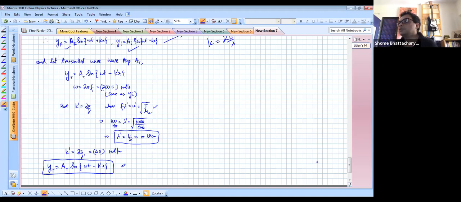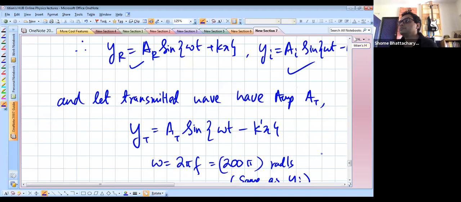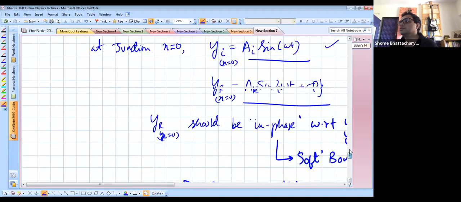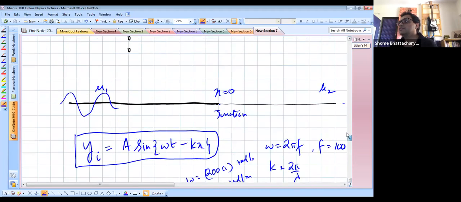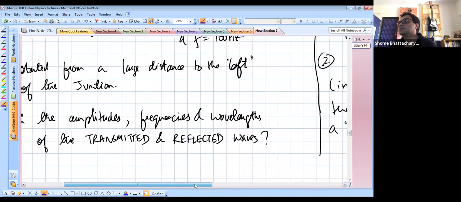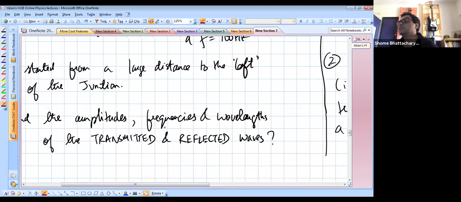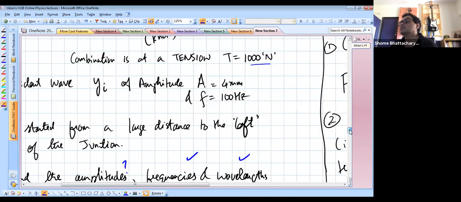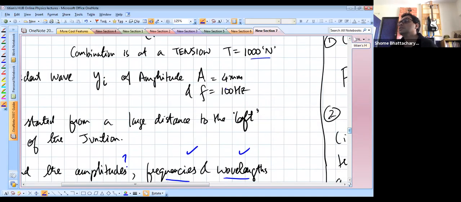Alright, so as you can see, we've got the equations of the waves. Now the two unknown quantities for us are the reflected wave's amplitude and the transmitted wave's amplitude. To find frequencies and wavelengths, we've already found out now. We still have to find the amplitudes. Incident wave's amplitude is known, 4 millimeters.